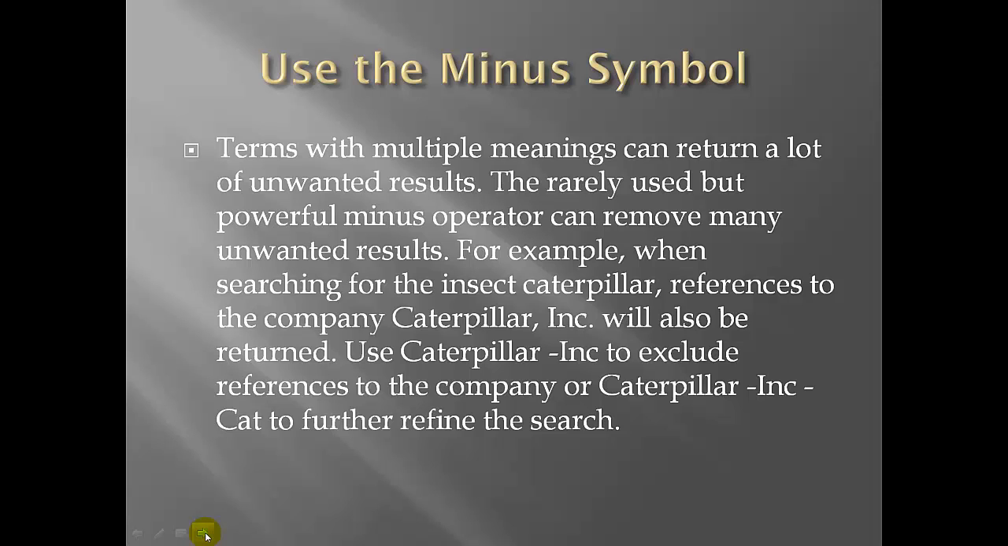Another good little trick is to use the minus symbol. The example here is that you want to look for caterpillars. But if you search Caterpillar, you're going to get the Caterpillar Company. To get rid of that, put the minus sign before inc, and you'll exclude references to the company of Caterpillar. Also sometimes you're going to find Caterpillar Inc., cat, and so forth. So put a minus sign when these things come up to get rid of these other words. And we'll work on this too as we move along in class.